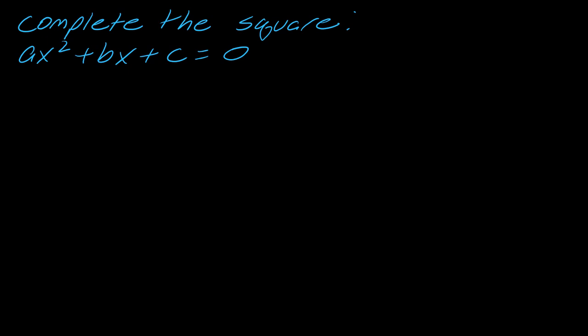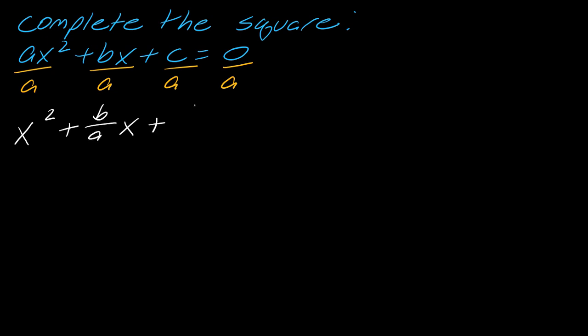Okay, so first things first, if we're going to complete the square, the first thing that needs to be true is that we need to have just plain old x squared. And I'm going to treat a, b, and c as any number, so I'm going to assume that a is not 1. Just to cover my bases, the first thing I'm going to do is divide everything by a. So I now have x squared plus b over a x plus c over a equals 0.